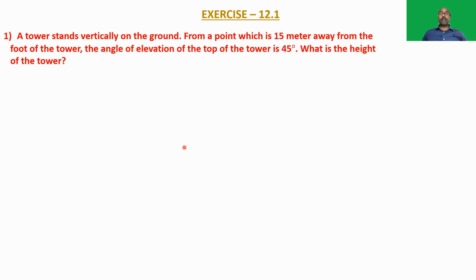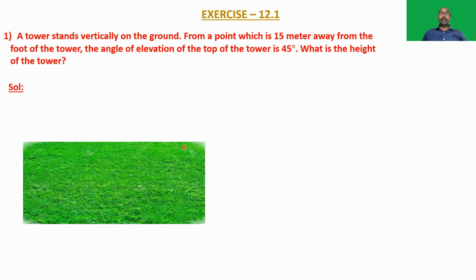So before solving this type of problems, we must imagine the situation according to the problem. That is the important thing. So let us imagine the situation together. Here it is a beautiful lawn and there is a tower standing vertically on the ground, and from the point which is 15 meters away from the foot of the tower, the angle of elevation of the top of the tower is 45 degrees. What is the height of the tower?